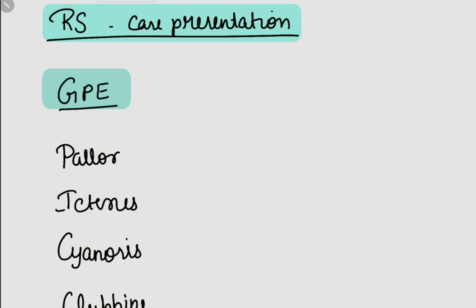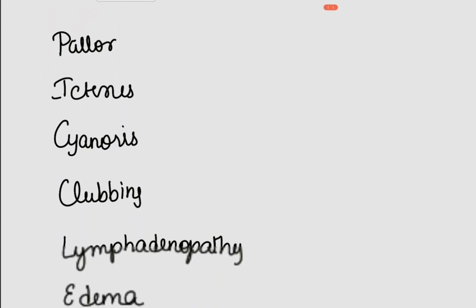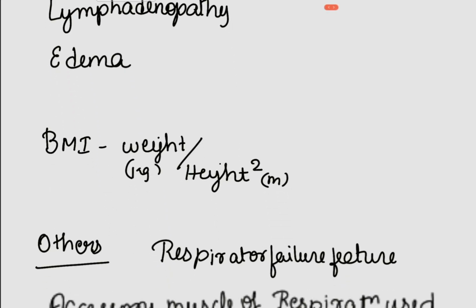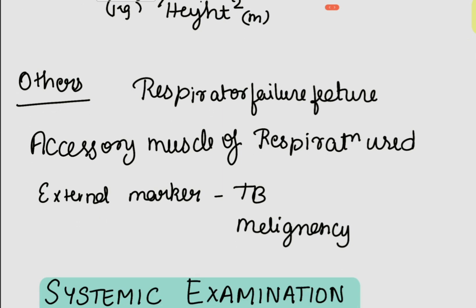Then moving on to general physical examination: pallor, icterus, cyanosis, clubbing, lymphadenopathy, edema. As we know, pallor in a respiratory case is as important as clubbing. Clubbing is more important than pallor. In clubbing, you need to be thorough with the causes, especially bronchogenic carcinoma, bronchiectasis, emphysema, then abscess, asbestosis, cystic fibrosis. After examining this, we have BMI, and we have to examine other things, such as signs of respiratory failure, whether accessory muscles of respiration are used or not, or any external markers of TB or malignancy.